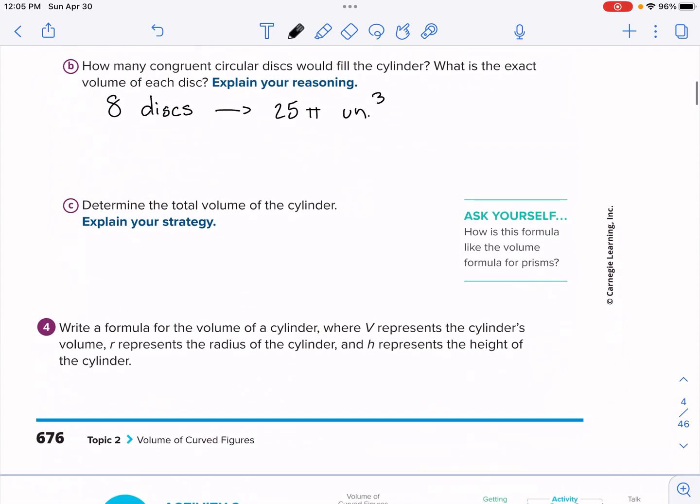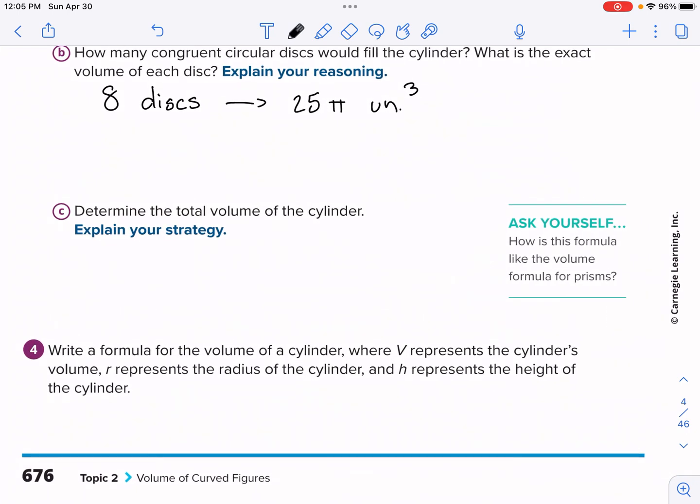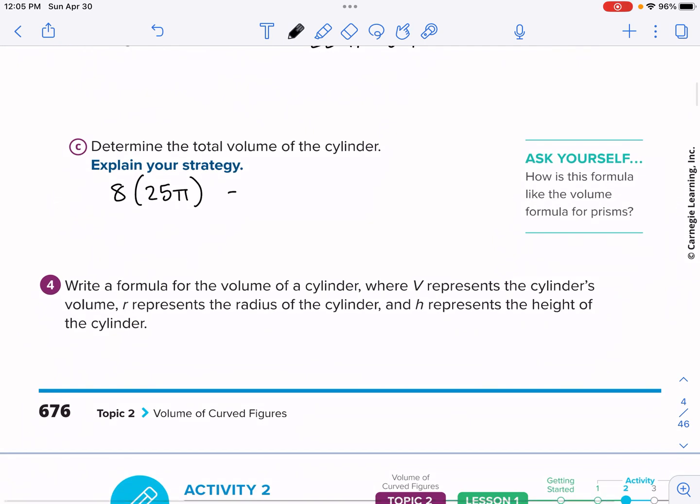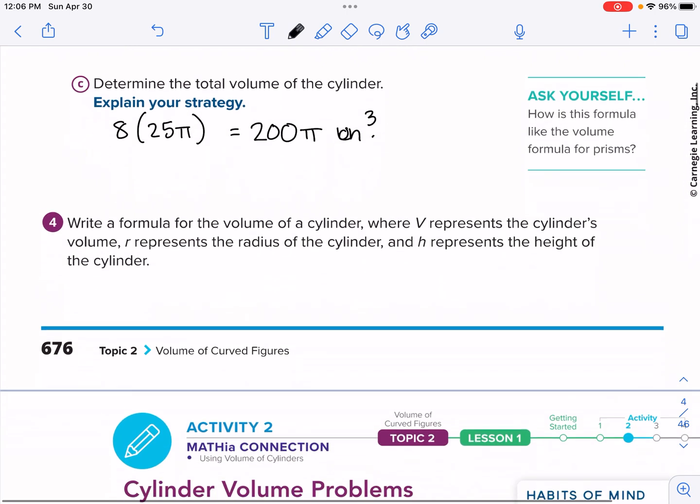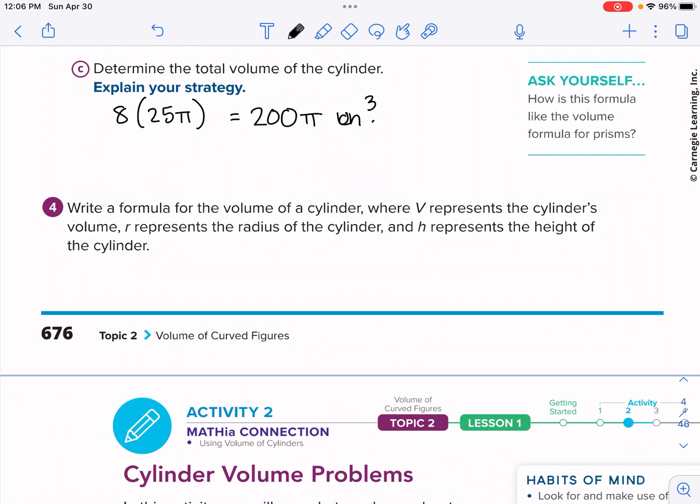Okay, determine the total volume of the cylinder. So we're going to take 8 times 25 pi. We could just think of 8 times 25. So how much is 8 quarters? That is equal to $2, so 200. And we're going to say that this is 200 pi cubic units. So what we did here, the strategy is we multiplied the area of each disc by 8, since there would be 8 all lined up.